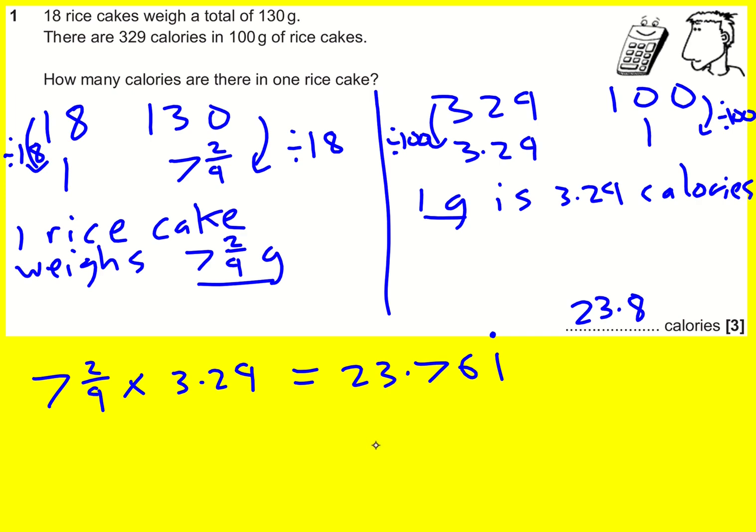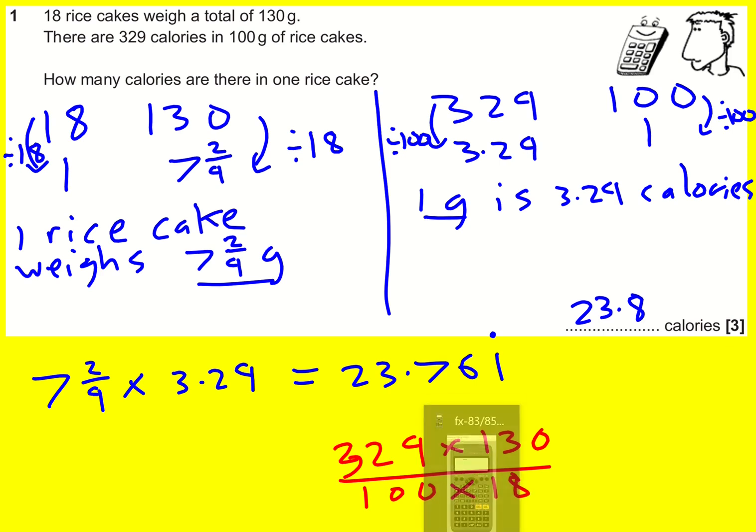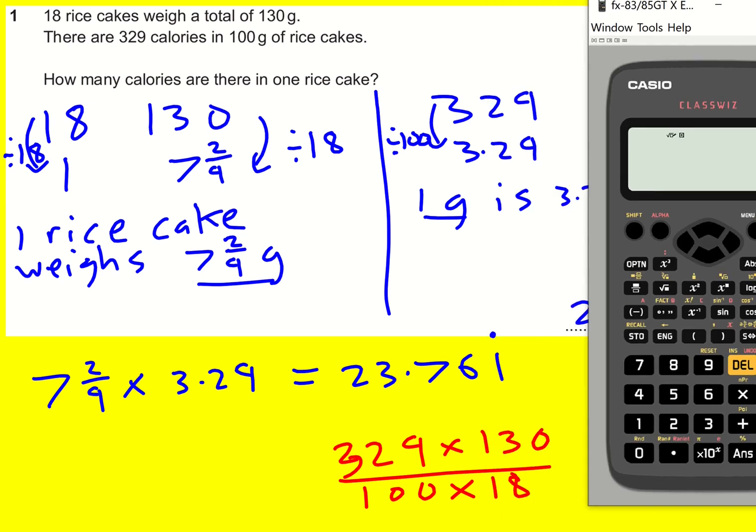So I've taken my time in this question. A quick way of doing it is to basically do 329 multiplied by 130. Actually, do you know what? I can't even remember what you do, because it's not as clear. Let me just check. Is it that? But I think the way I've done it is taking it step by step, and it's clear why I'm dividing by certain things.